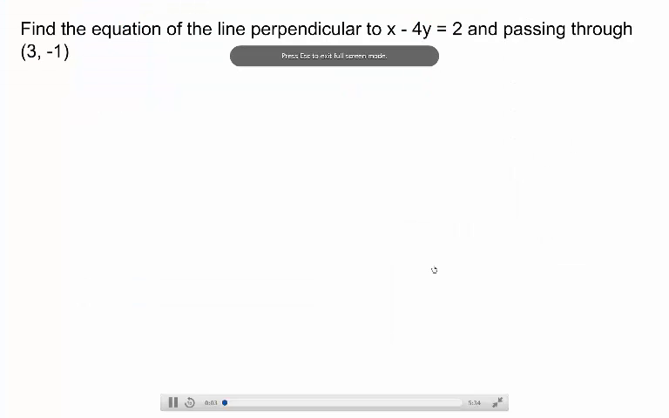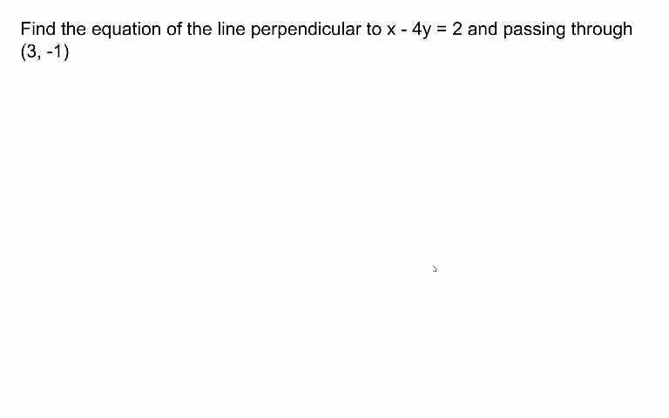In this video, we're going to learn how to find the equation of the line perpendicular to x minus 4y equals 2 and passing through points (3, -1).